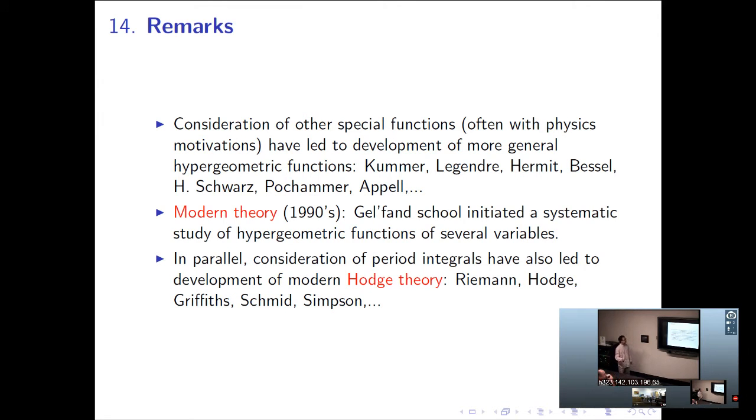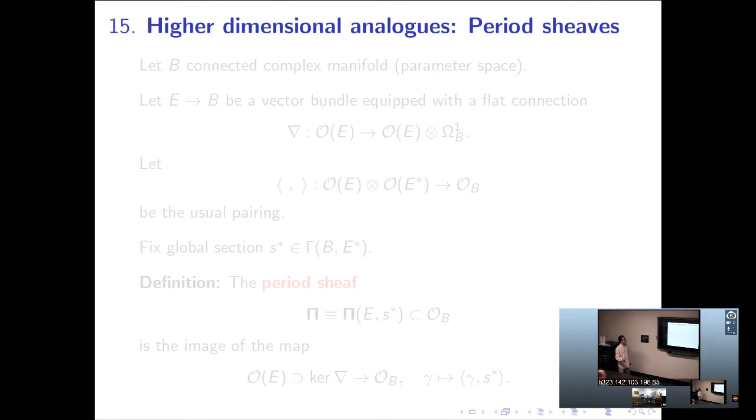So some remarks. There is more theory of these special hypergeometric functions developed historically, often related with physics, and also the Gelfand school initiated a systematic study of such hypergeometric functions of more than one variable. On the other hand, consideration of such period integrals has also led to the development of Hodge theory. So now let's talk about these higher dimensional period integrals.